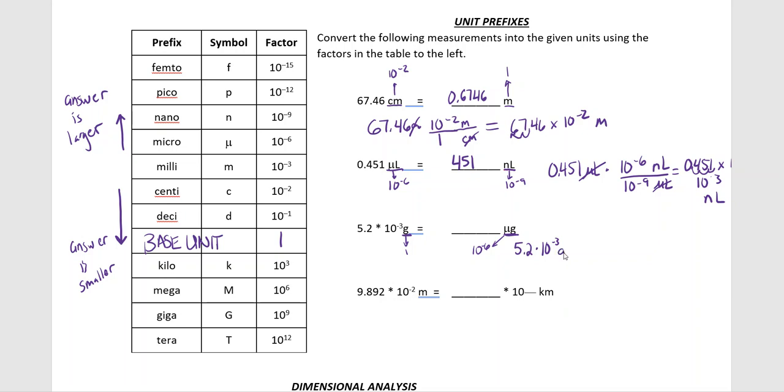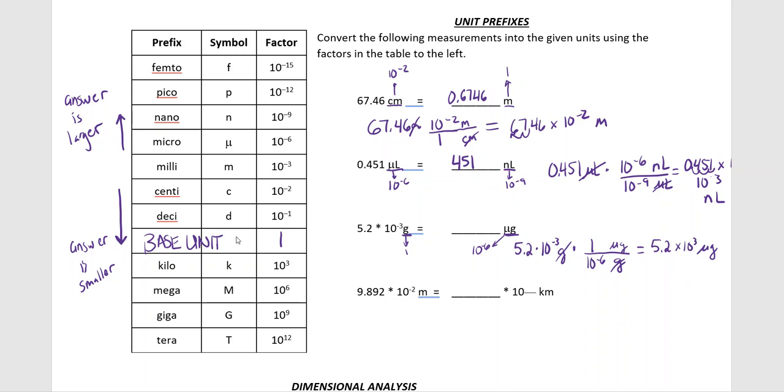5.2 times 10 to the negative 3 grams times the factor that we started with, 1, over the factor that we're moving to, 10 to the negative 6th, right? And then this is going to be micrograms per gram. All right, so then when we multiply all of this out, the grams are going to cancel out. 10 to the negative 3rd over 10 to the negative 6th is going to equal 10 to the positive 3rd. And so what you get is 5.2 times 10 to the 3rd micrograms.